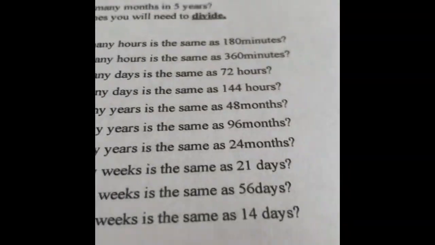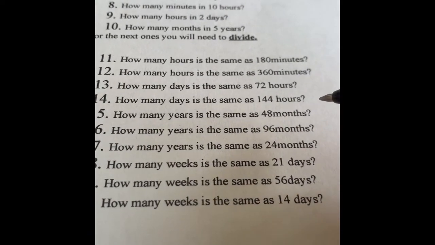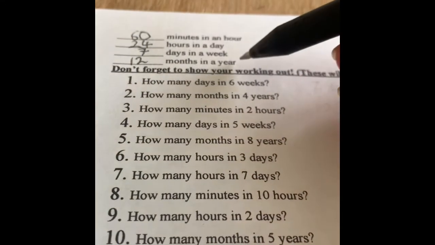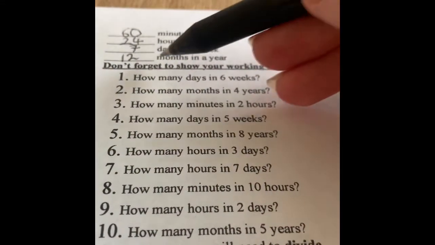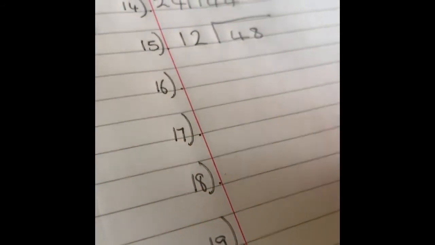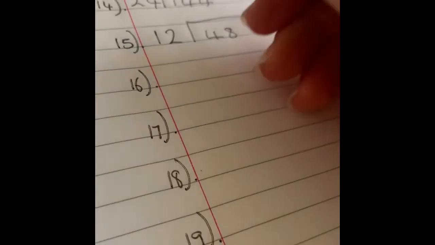Number 15. How many years is the same as 48 months? So I know that there are 12 months in a year. How many 12s go into 48? This is a bit easier because I can actually use my times table facts for this. I should know my 12 times tables. So how many lots of 12 makes 48? I know that there is 4. So 12 goes into 48 4 times. So the answer is 4.